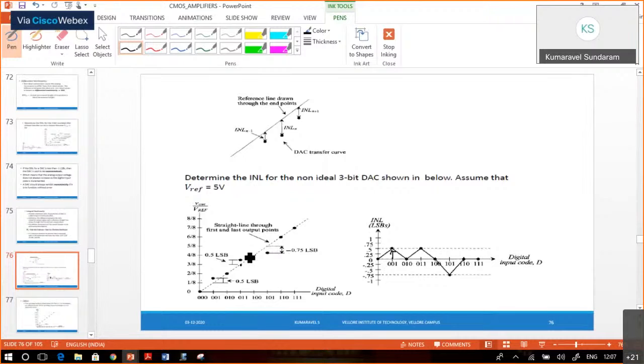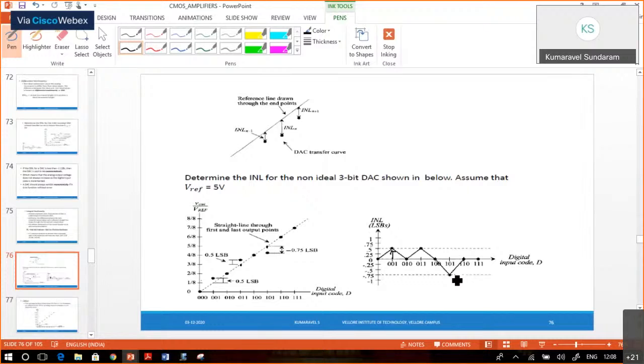Whereas for 101, there is the reference line point, but the output is minus 0.75 LSB. For 110 and 111, it is exactly lying at the reference point itself. So if the INL is lying between plus or minus 0.5 LSB, it means there will be no missing code. Here, for one code, it is coming minus 0.75.